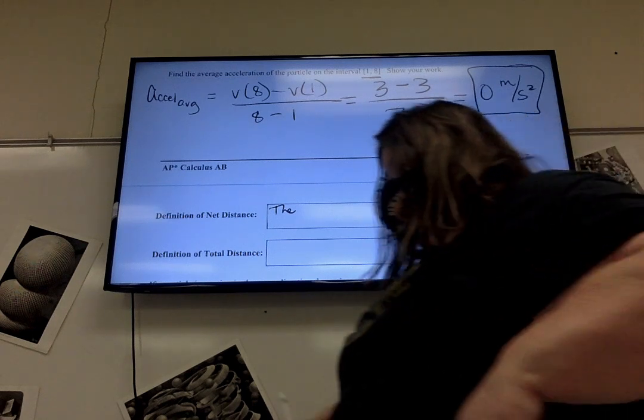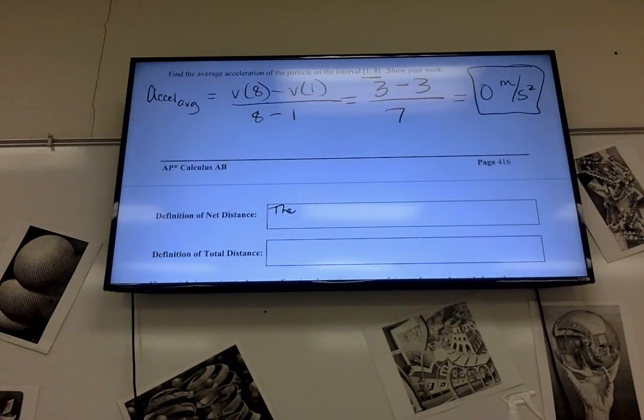Net distance would be like velocity. Net distance is the distance from the starting point. Final resting, where the object begins and where it ends. That was a lot to say to start.